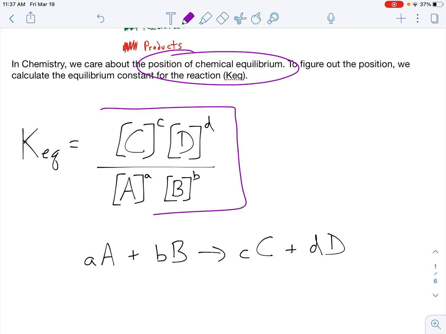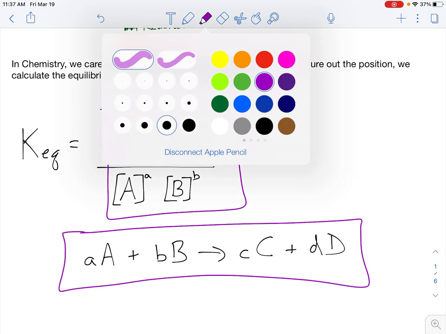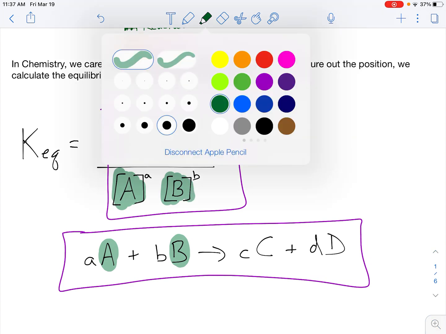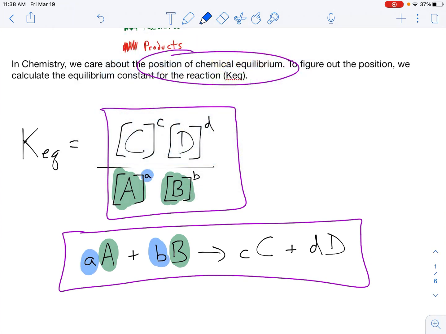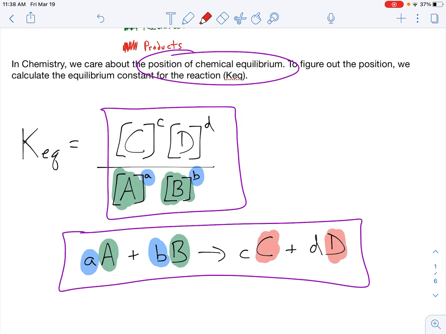For KEQ, we have this crazy calculation seen here. However, I've rewritten it in this format here to make it make more sense to you. So, if we look at our reactants, A and B, I now have concentrations [A] and [B]. I also have my coefficients a and b turning into exponents a and b. On the other side of my reaction, I have my products, C and D, now turning into concentrations of [C] and [D]. And I also have my coefficients c and d turning into exponents c and d. Let's practice this in real time.